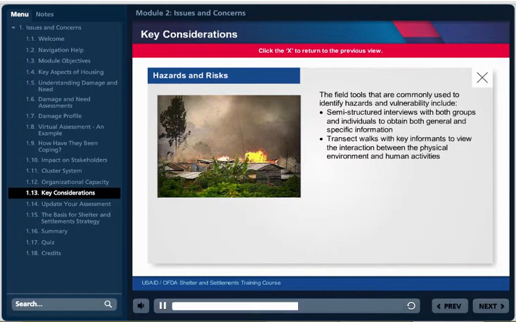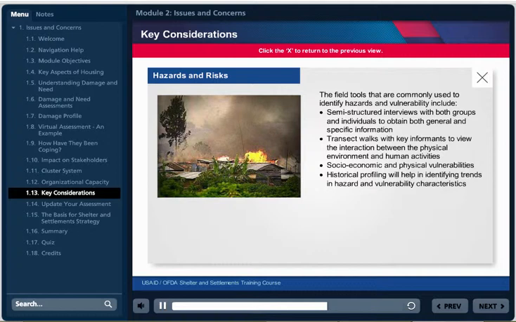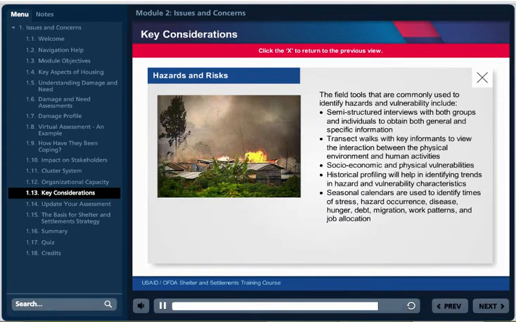Community mapping of topography, houses, land use, etc., can identify socioeconomic and physical vulnerabilities to hazards and areas safe from them. Historical profiling will help in identifying trends in hazard and vulnerability characteristics. Methods used include group discussions, life histories, and historical tracing. These methods will also reveal trends in food security, livelihood strategies, and environmental changes such as tree cover. Seasonal calendars are used to identify times of stress, hazard occurrence, disease, hunger, debt, migration, work patterns, and job allocation.